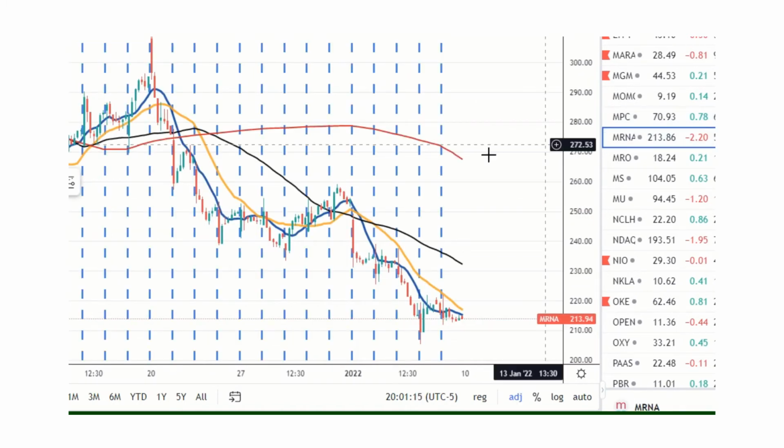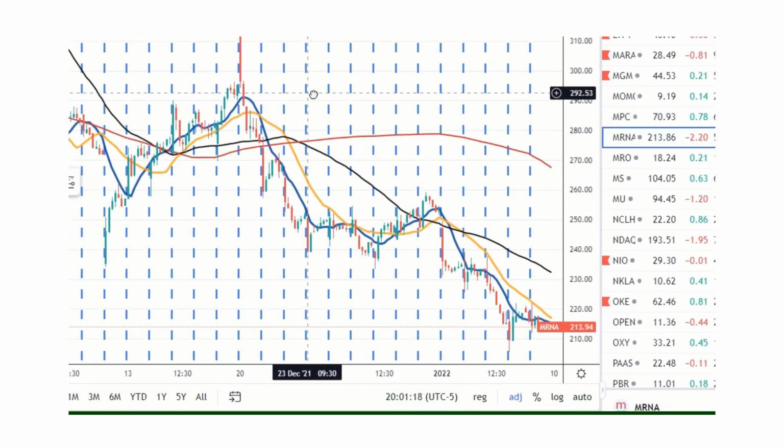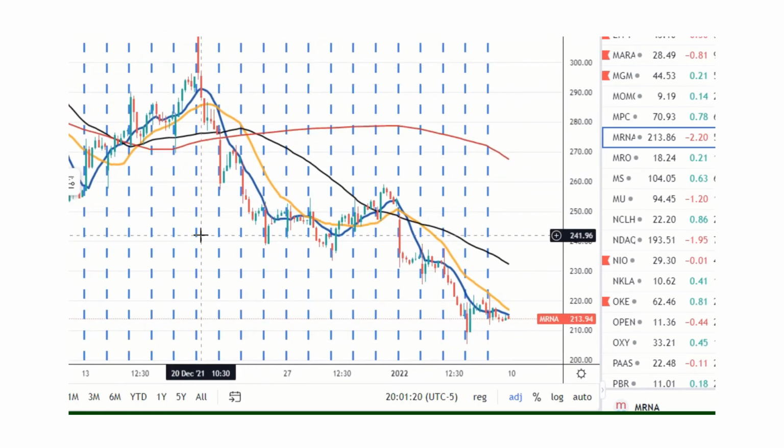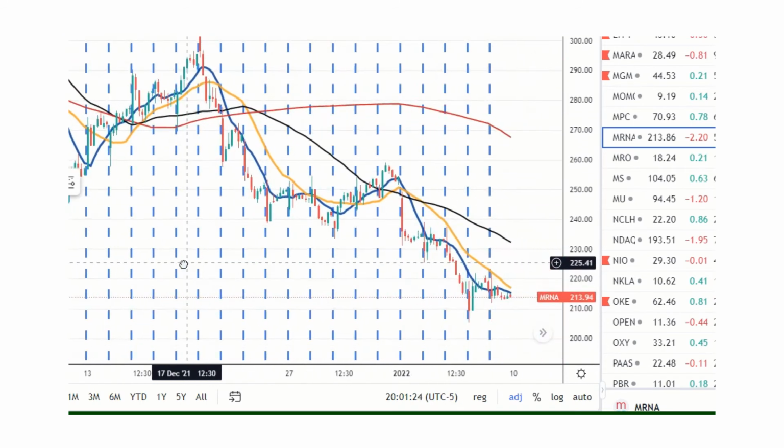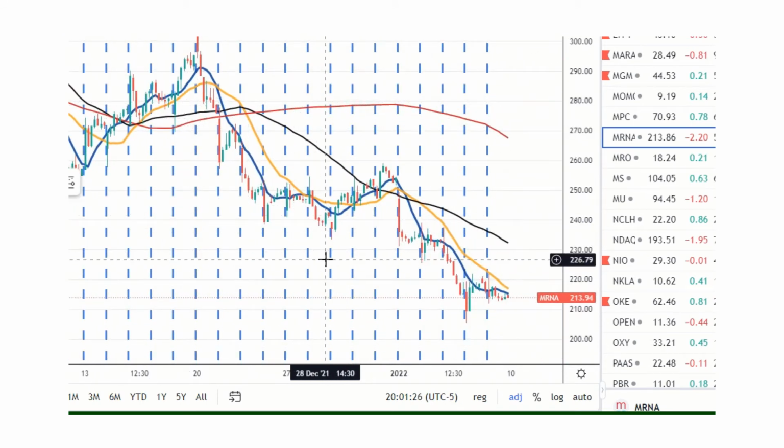Okay, again, Moderna is also in a downtrend. All indicators are facing downwards. And it's funny how different time frames will give you different information. So that's why it's good to look at different time frames.